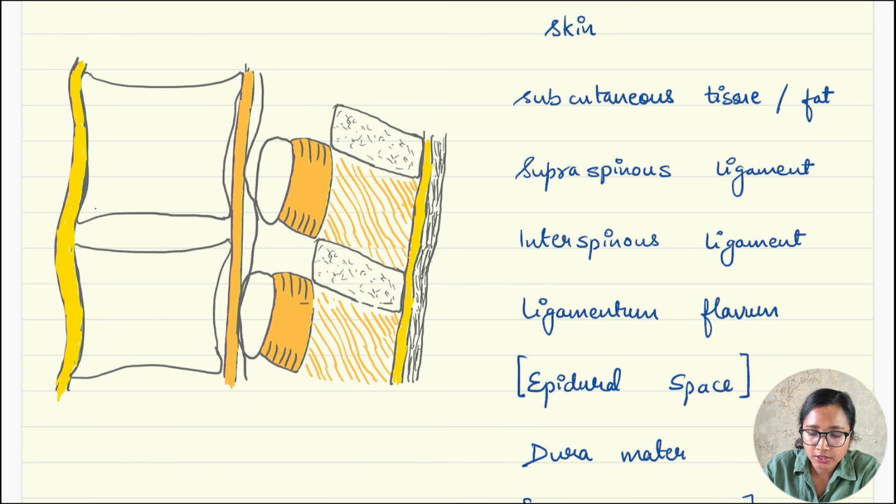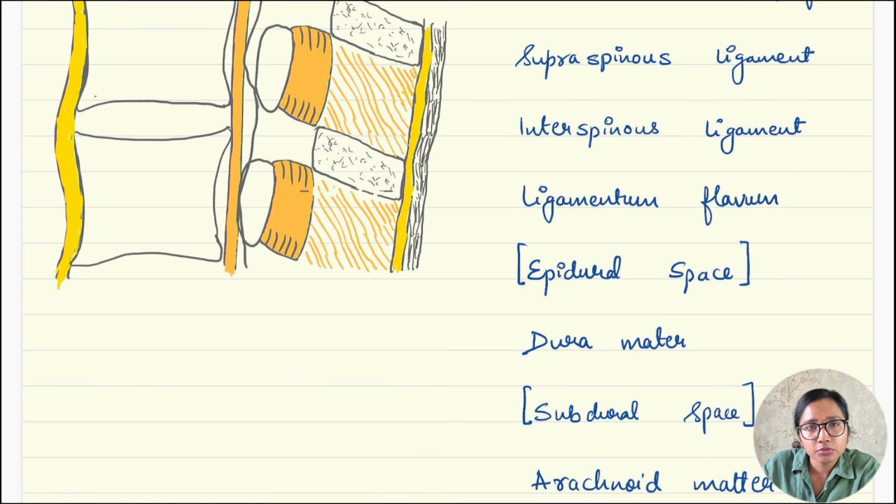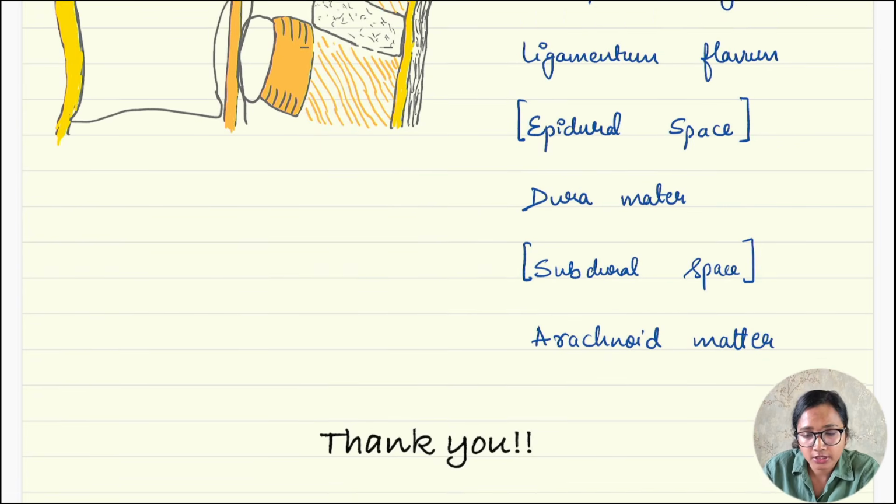As we pass through the ligamentum flavum, we reach the epidural space. If we have to give a subarachnoid block, we will go further. We will pierce the dura mater followed by the arachnoid mater to reach the subarachnoid space.